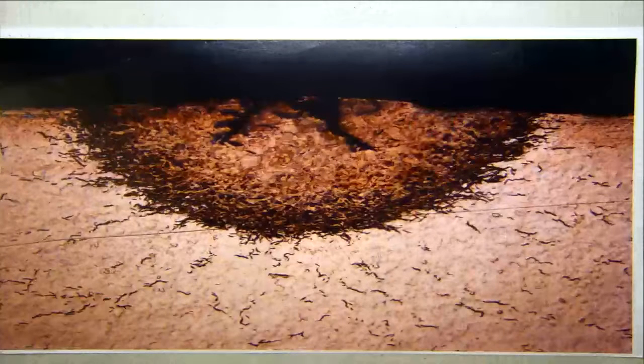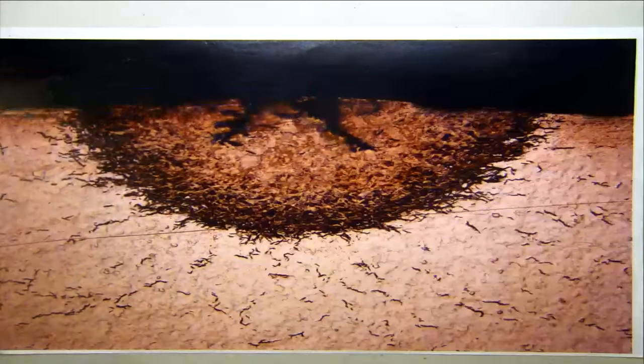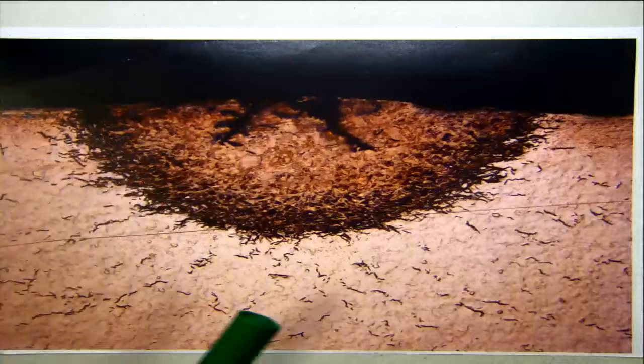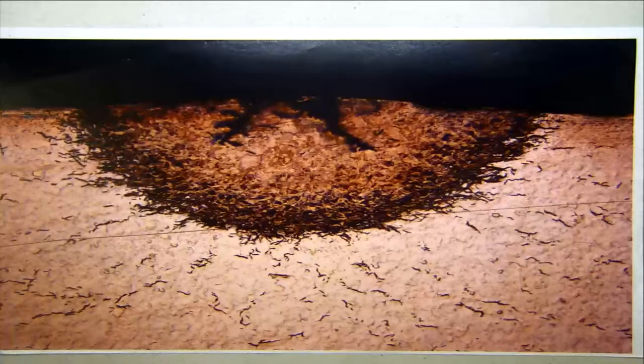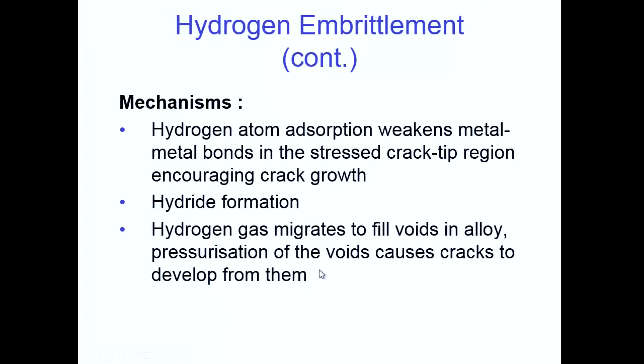atoms and indeed molecules have a tendency to migrate down concentration gradients. So if you've got a partial pressure of hydrogen, hydrogen atoms on the surface of your electrode, and you've got a void somewhere inside the electrode, why would the partial pressure of hydrogen inside the void be greater than the partial pressure of the hydrogen outside? The answer is it wouldn't be. They should be the same.